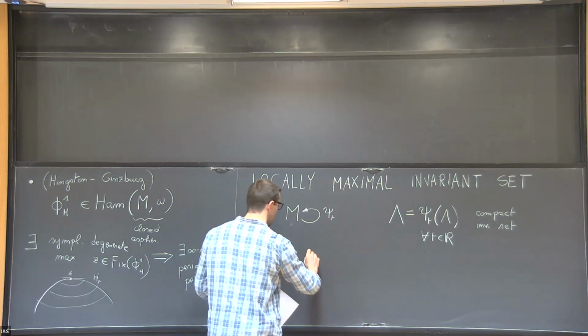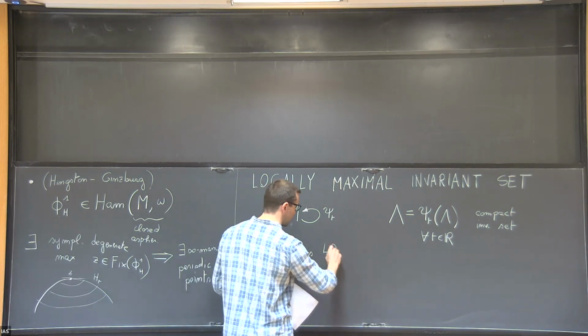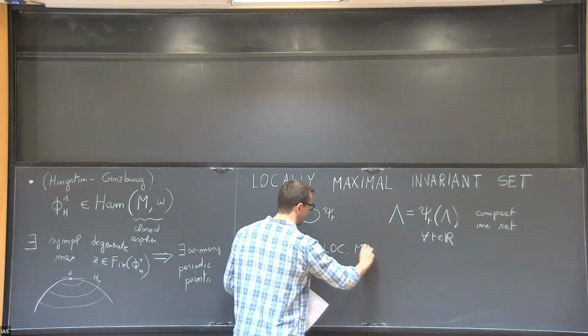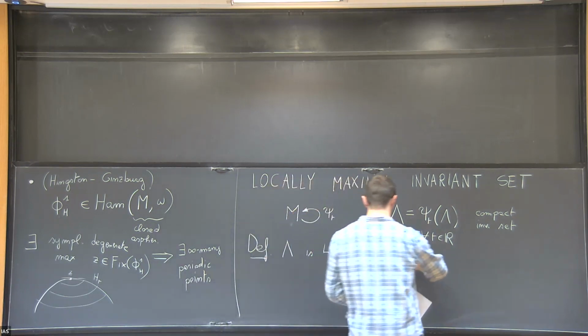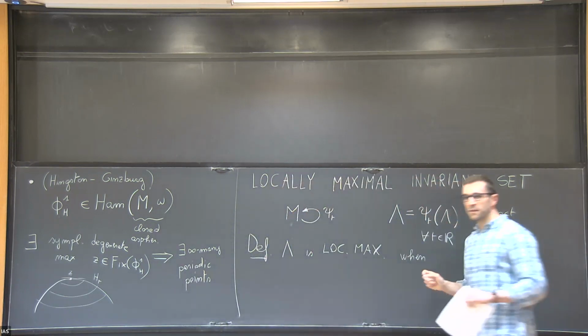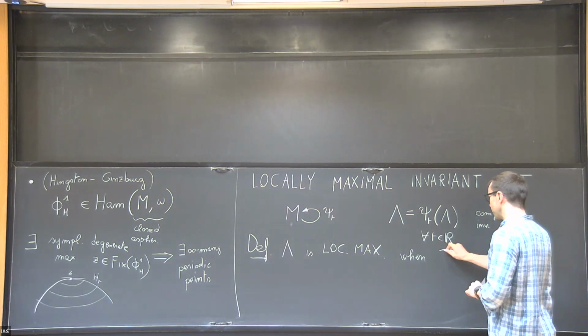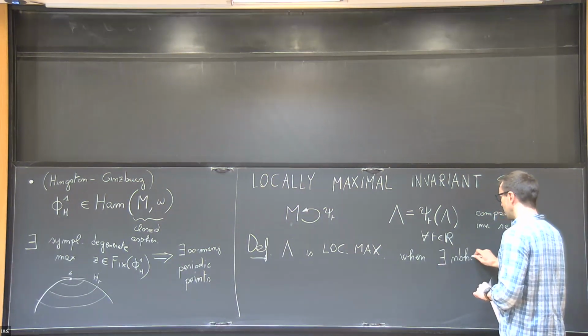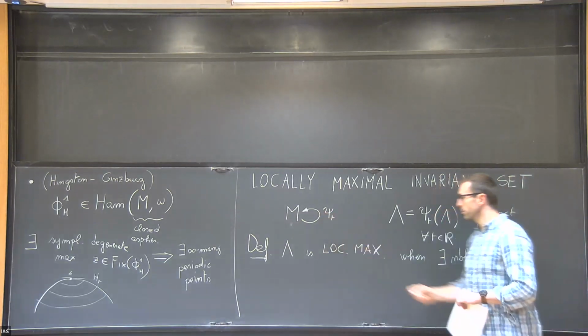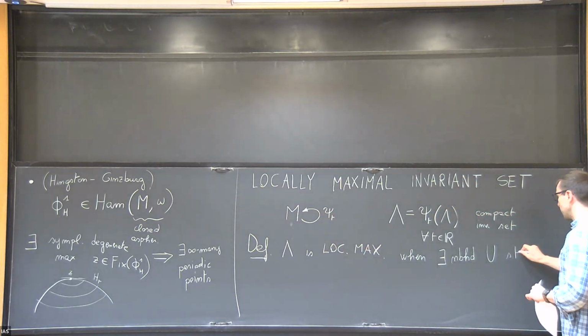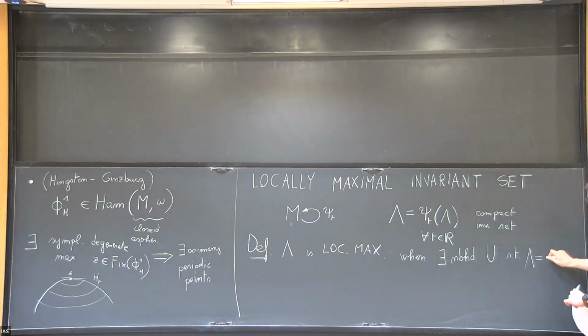Lambda is locally maximal, loc max, when it is the largest invariant set in some neighborhood. So when there exists a neighborhood U of lambda such that lambda is Inv(U), the largest invariant set in U. In formulas, it would be the intersection over all times of psi_t of U.